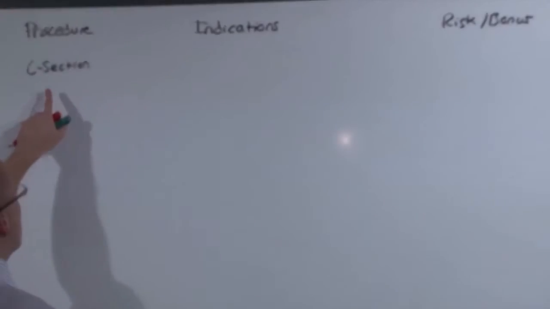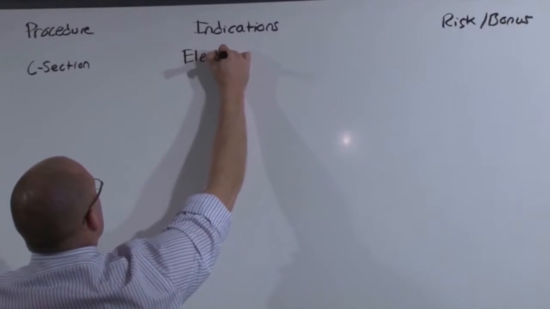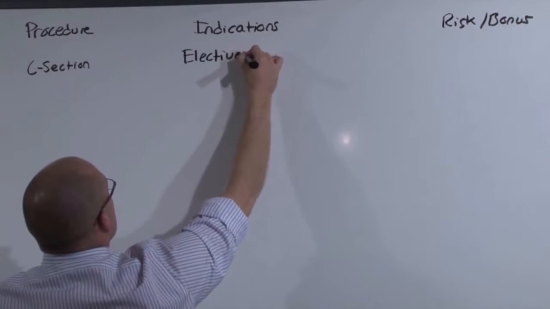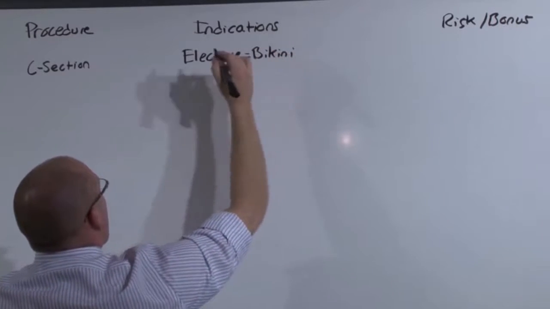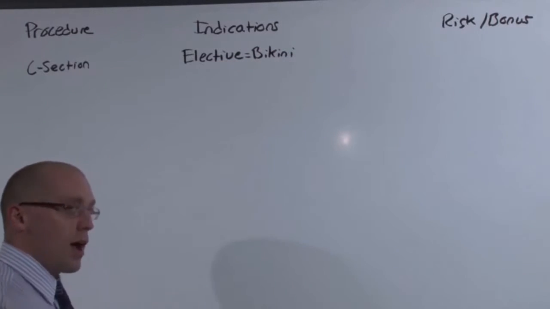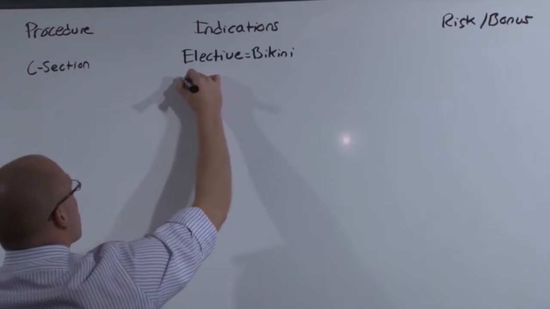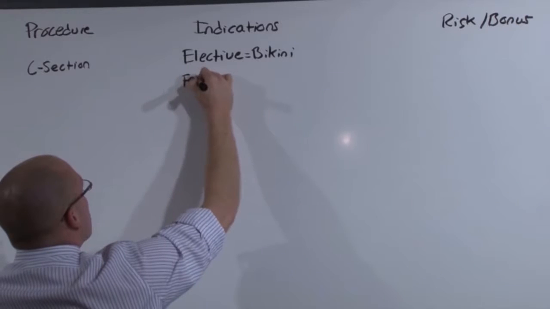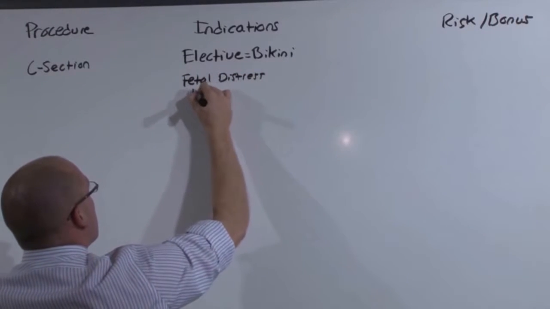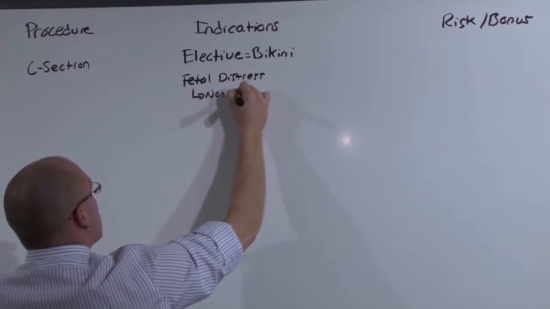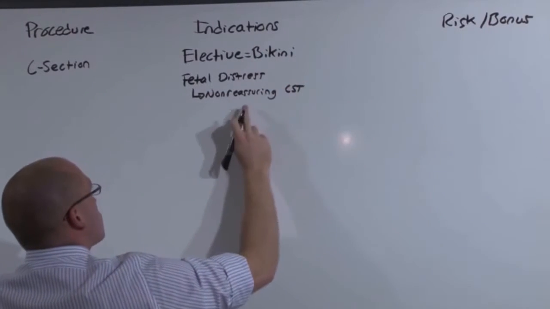The indications for C-sections are very large. First off, mom may just want it done. She doesn't want to have a vaginal delivery, and this is in a controlled setting, so she gets a bikini cut. Other indications for C-section are either fetal distress or maternal disease. What I mean by that is if baby's in trouble, a non-reassuring CST, that is, she's in normal vaginal delivery and all of a sudden something goes bad with baby.